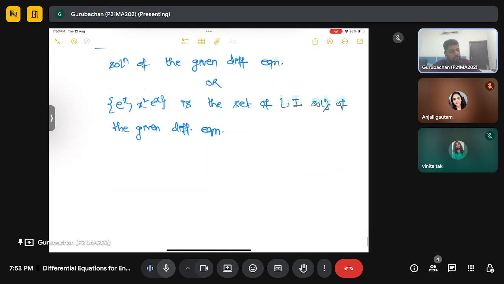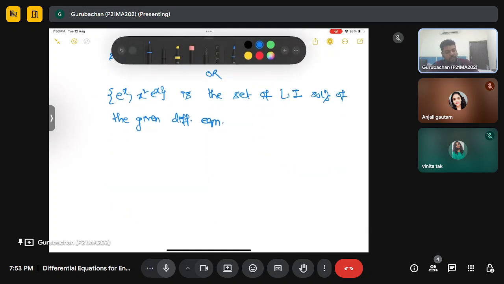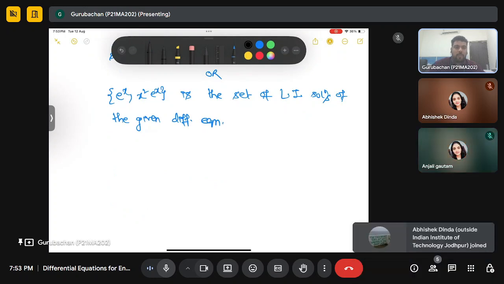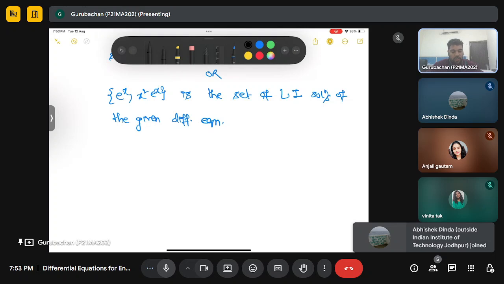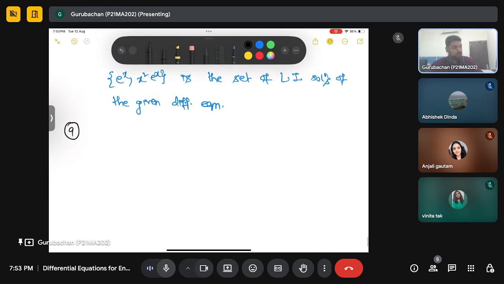Now the simplest one is, what if we are given a second order ODE with simply constant coefficients? What will be the case in that scenario? So for that I'm writing question number 9. Find the general solution of y double dash minus 3y plus 2y equal to 0.